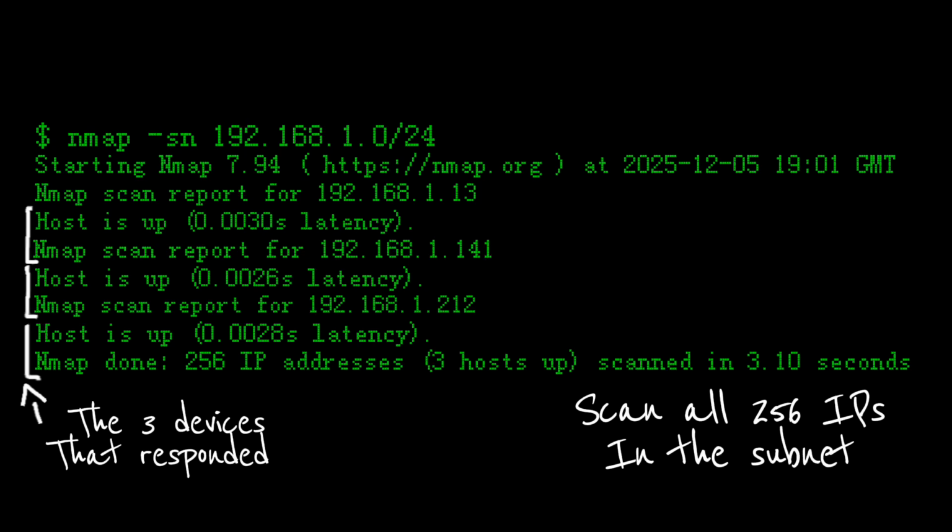Once the hackers know which devices are active, the next step is figuring out what services and ports they're running. That's how they uncover what might actually be vulnerable. We saw that Nmap scanned all 256 IPs in the subnet, and earlier I mentioned I would explain where those numbers came from. It all starts with what /24 really means.